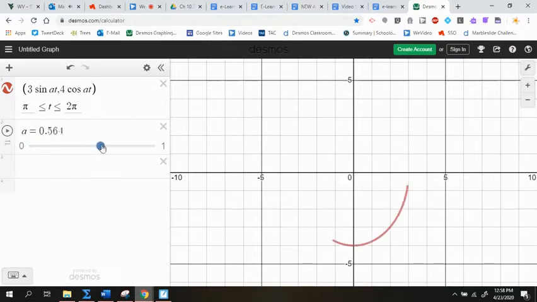Let's see if I can get it. That's so interesting because of the way I have the time set up, what it's giving me. So this is the part of the graph that we're looking at here. All right, I hope that one makes sense.